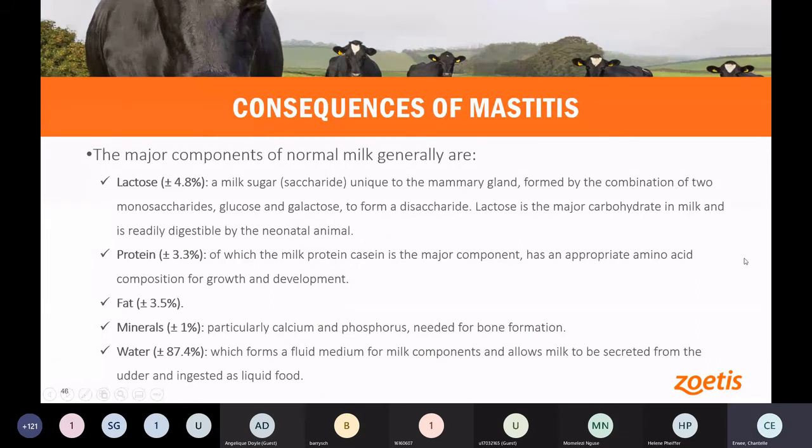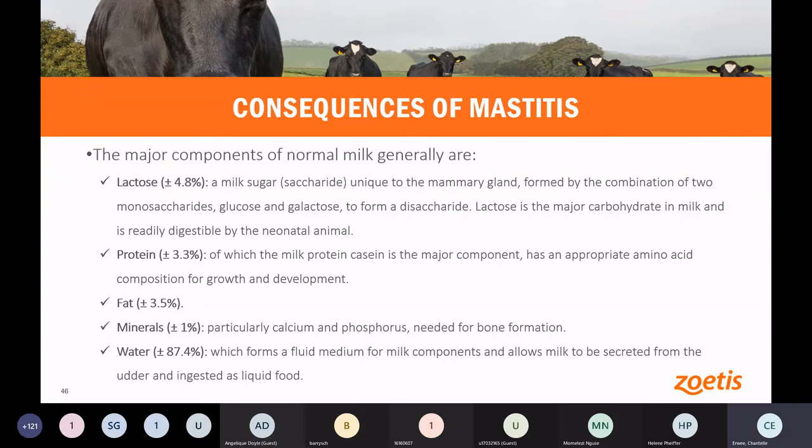So when we look at how it affects the milk and the milk quality, we have to look at what are the major components of normal milk first, right? Generally, once again, this will differ from animal to animal, and obviously breed to breed, we have lactose at about 4.8%. This is the main carbohydrate in the milk.